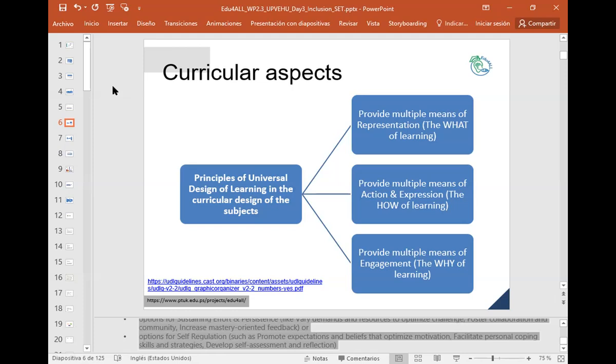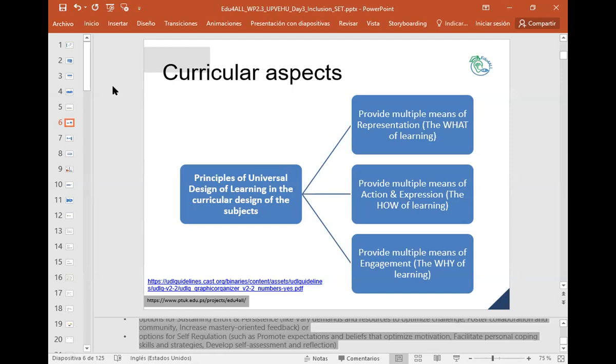Options for expression and communication, like using multiple media for communication, multiple tools for construction and composition, build fluencies with graduated levels of support for practice and performance, or options for executive functions, such as guide appropriate goal setting, support planning and strategy development, facilitate managing information and resources, enhance capacity for monitoring progress.